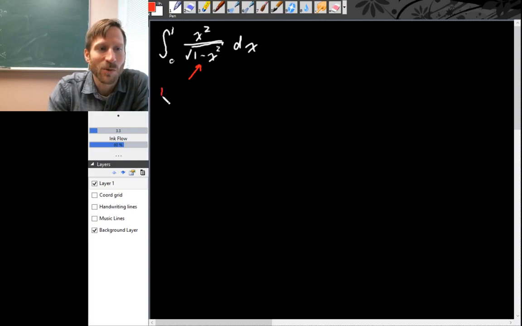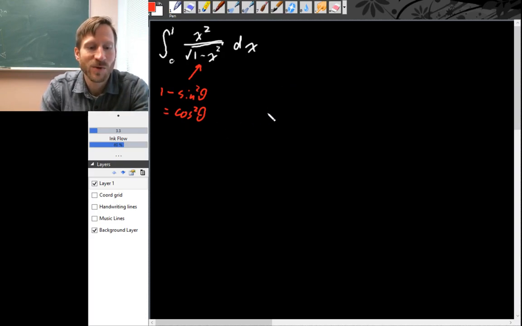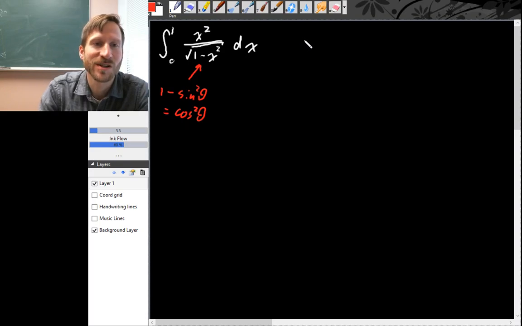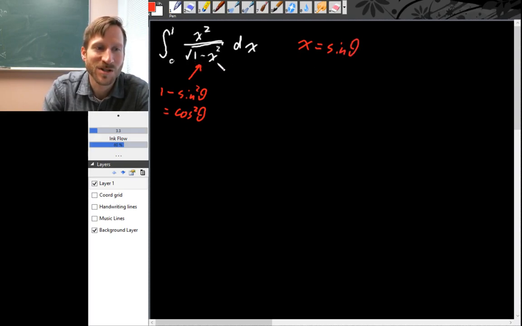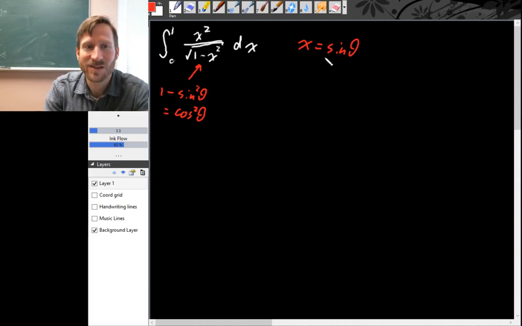So you might remember that 1 minus sine squared theta is equal to cosine squared theta. So what this is telling us is if we choose as our substitution x equals sine theta, then the inside of this square root is going to turn into cosine squared, and that means we can do the square root, and that should simplify everything. So that's the feature of this integrand that gives us this idea, x equals sine theta, for a substitution.